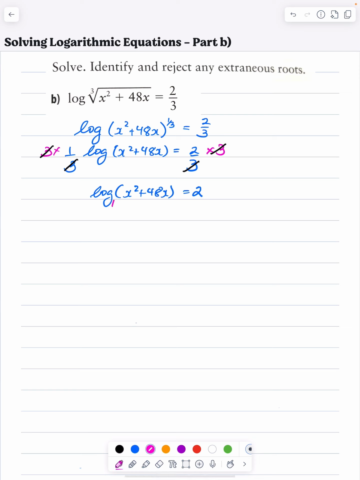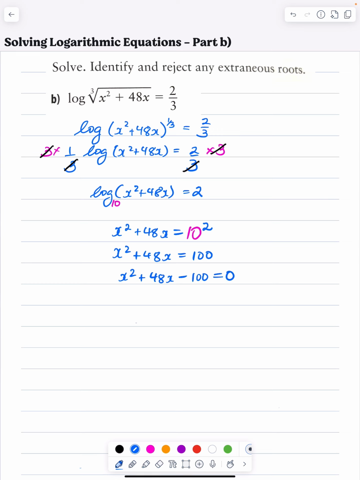We can express this in exponential form now to be x squared plus 48x equals 10 is the base and the exponent is a 2. x squared plus 48x equals 100. x squared plus 48x minus 100 equals 0.